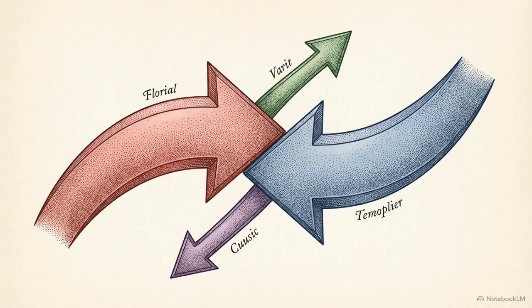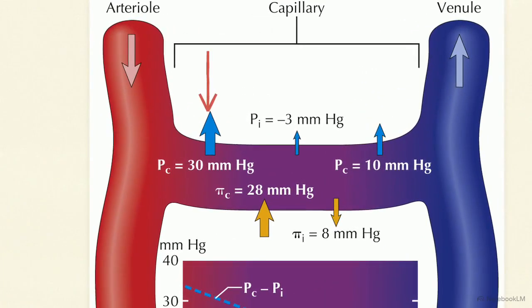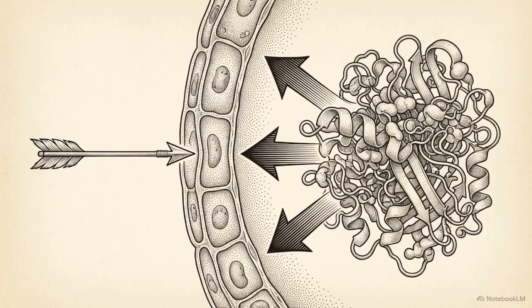These competing fluid pressures are collectively known as the Starling forces. This diagram illustrates the pressure vectors acting on the fluid. First is hydrostatic pressure, the mechanical force of water moving down a gradient. Capillary hydrostatic pressure, Pc, provides the intense outward push into the tissues. Opposing it is interstitial fluid hydrostatic pressure, Pi, the minor resistance pushing back.